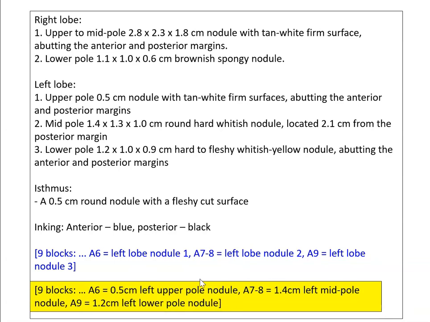However, personally, I prefer that the block description directly mentions the location and the size of the nodule because it is a one-step reference, rather than having to read this and then refer back to the text to look for the nodule in question. Why not just describe exactly where the block was taken from up front?